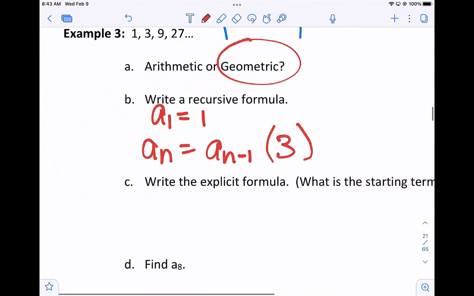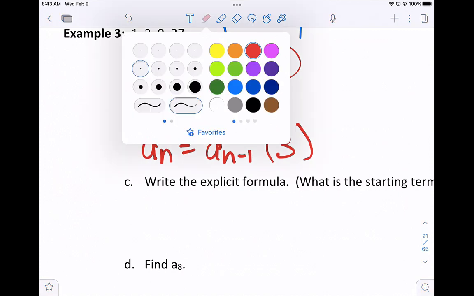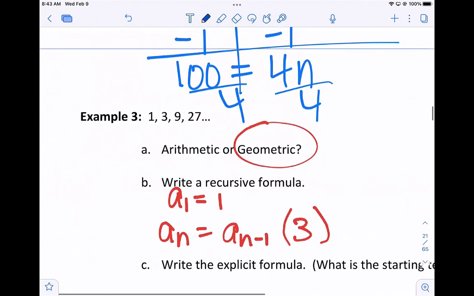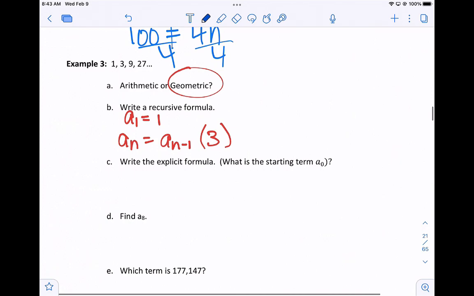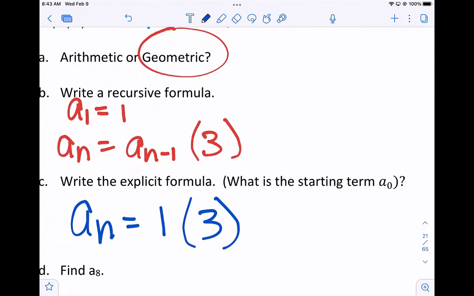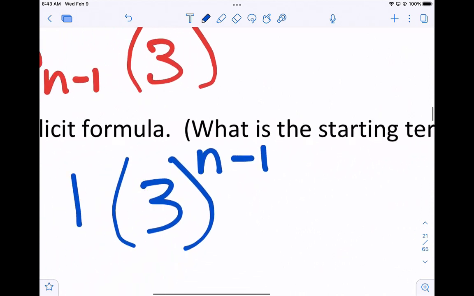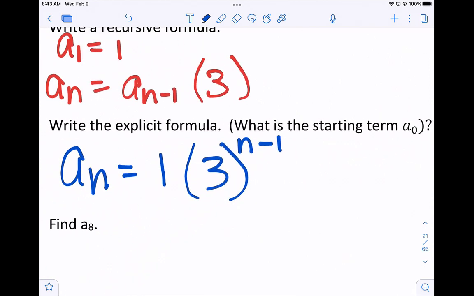So there's the recursion. To write the explicit formula, 1 way is to start at the first term, and the first term is 1. So we can say to find any number, we take 1 and we triple it every time, but we have to shift it 1 to the left because we're starting at the first term, not the 0 term. You need this n minus 1 to shift it back 1.